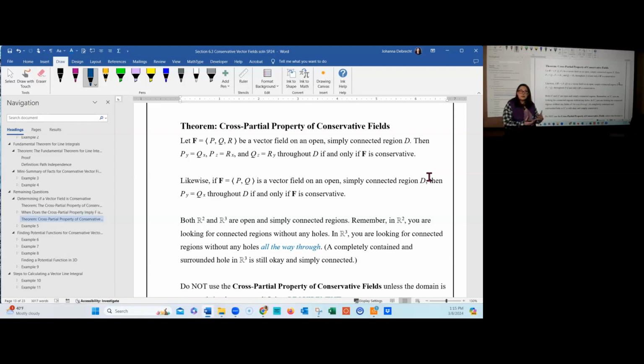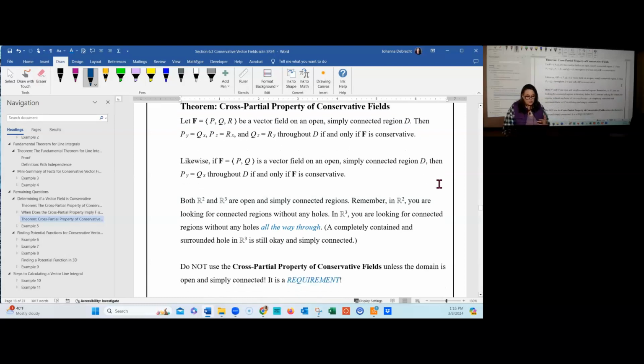And these become an if and only if. Given that it's a vector field on an open, simply connected region, then F exhibits the cross-partial property if and only if it's conservative. And this can be said in either order. Remember that if and only if statements are bidirectional implications. You can swap each part and it's still true.